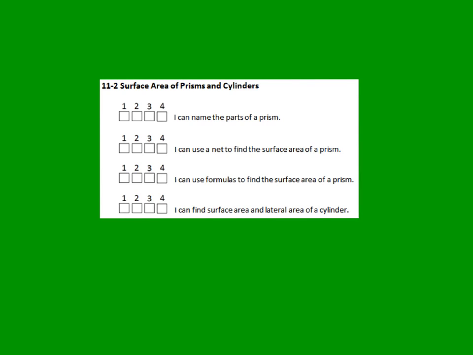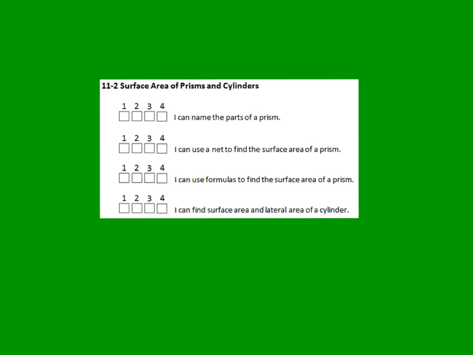Hey you guys, we're in chapter 11, section 2, and we're going to look at the surface area of prisms and cylinders. Now, our first objective says, I can name the parts of a prism. Well, that just has to do with vocabulary. So our next slide is going to be about vocab, and we just need to learn those names.